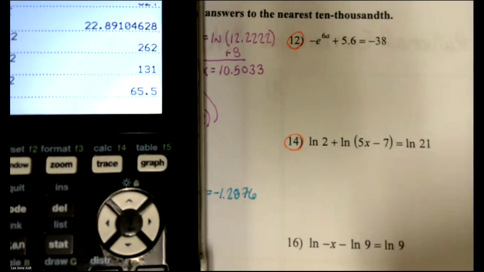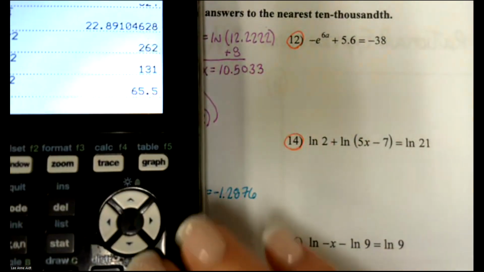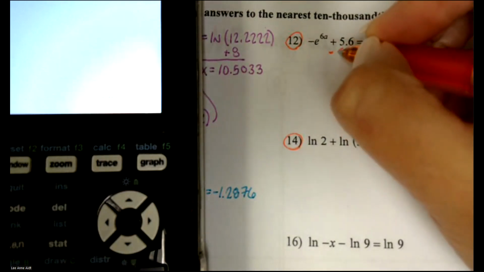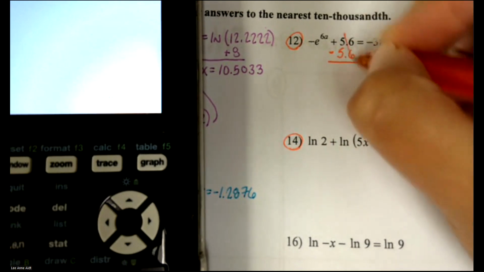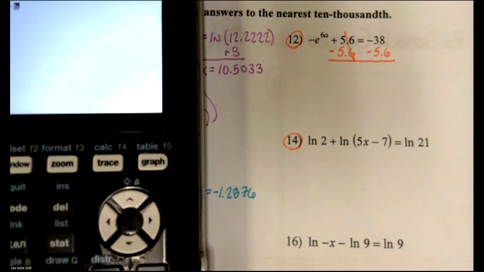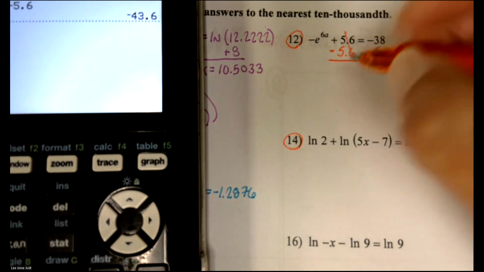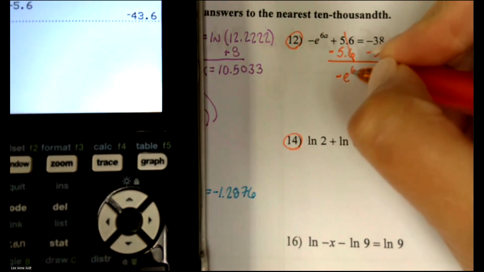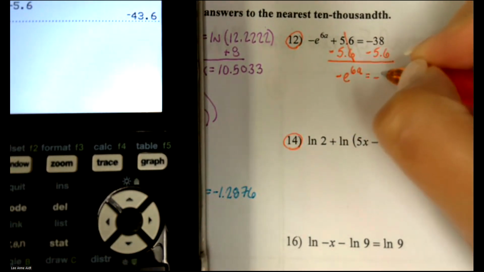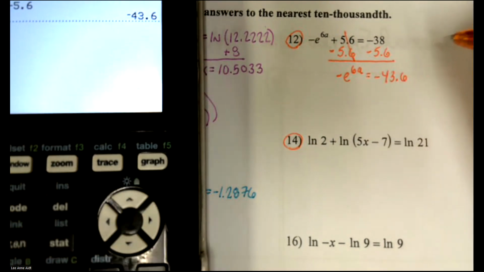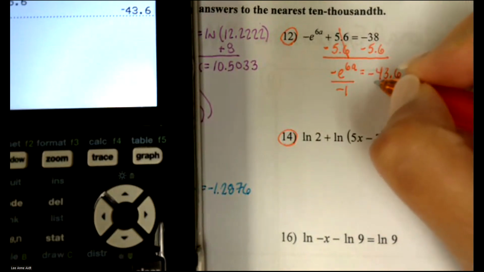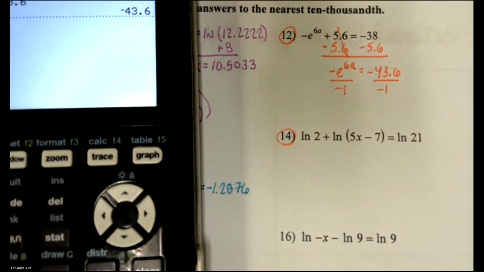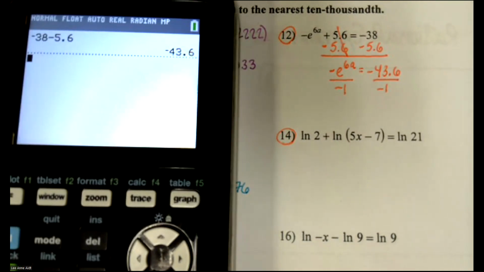Yes, it's got a negative e in it, so we're gonna have to be careful with that. So minus 5.6 negative e to the 6a equals negative 43.6. Okay, and then just divide both sides by -1. Just pretend that negative is a -1 in front, which it really is. We just didn't write the one because we're lazy.